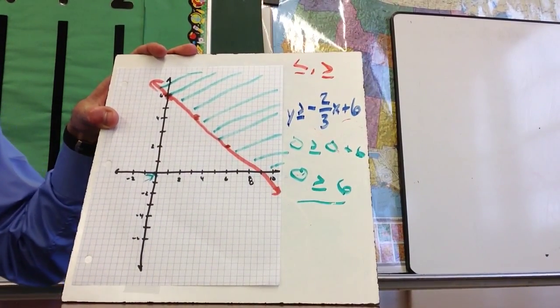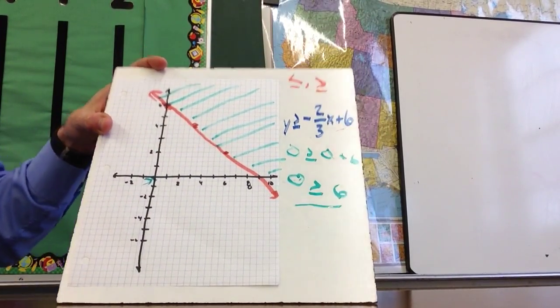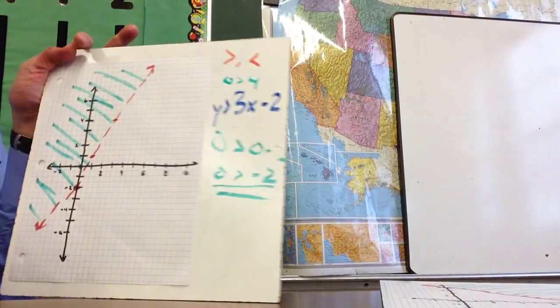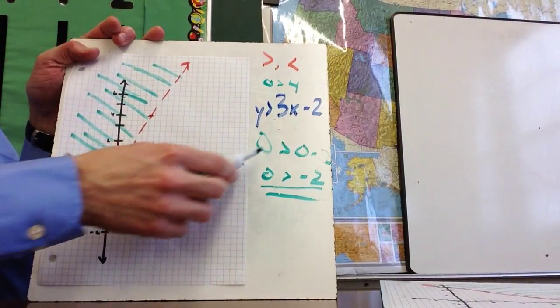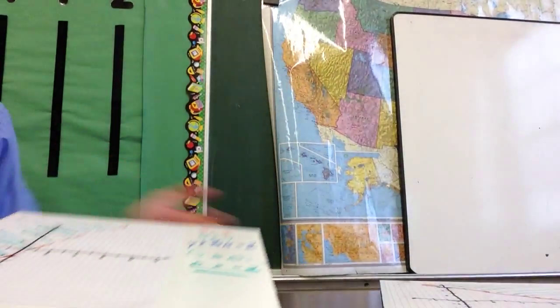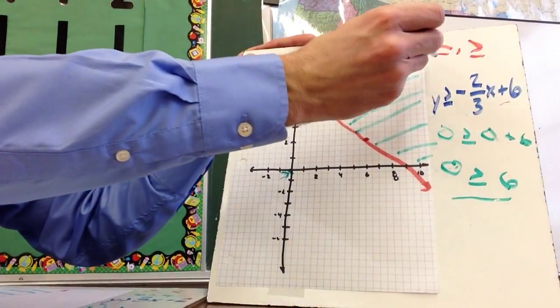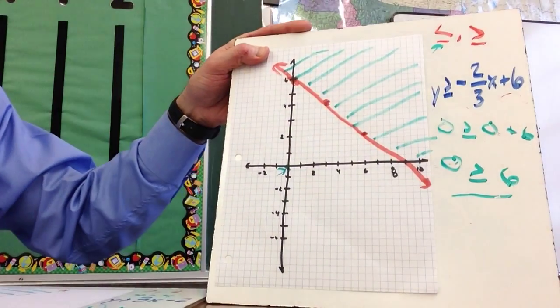All right, so a couple of things to keep in mind. When is this line going to be solid and when is this line going to be dotted? Right, and again, that's because of this sign. If it's this sign, it's dotted. If it's this sign, it's solid. So a lot of times people remember it by that's the line. Okay?